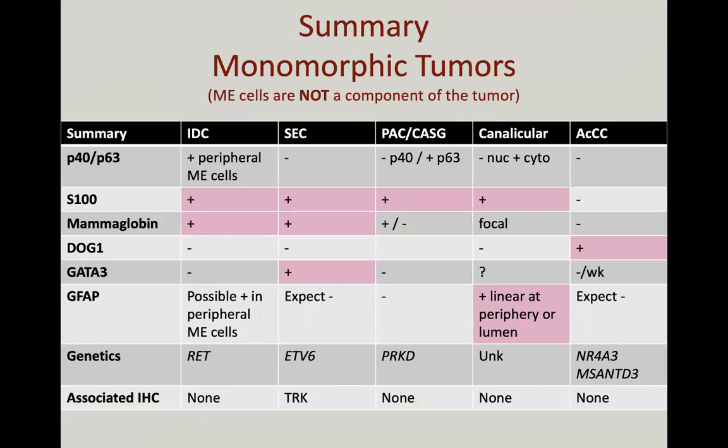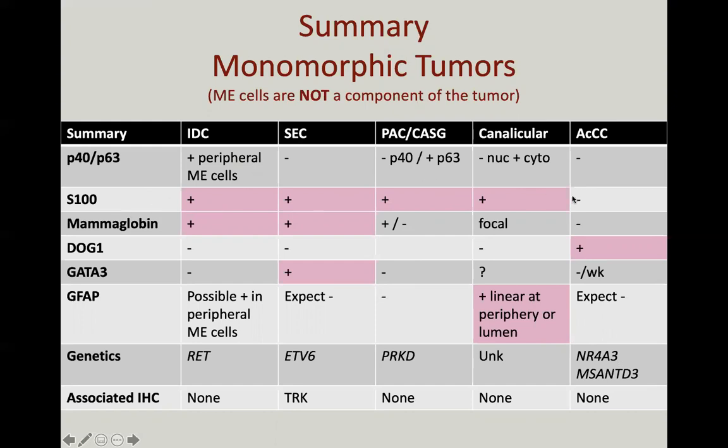So just to recap, this is a summary of the monomorphic tumors in which myoepithelial cells are not a component of the tumor, right? So that's our S100 strongly positive tumors like intraductal, like secretory, like polymorphous cribriform, like canalicular adenoma. I'm throwing in there acinic cell as well because that is a monomorphic carcinoma. It just doesn't have S100. So, based on the presence of a peripheral myoepithelial cell layer or not, the presence of S100 and/or mammaglobin, occasionally DOG1, and certainly genetics, you should, in most instances, be able to sort through these.